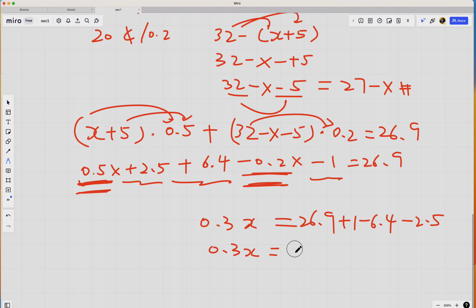Minus 6.4, minus 2.5, that's 19. Okay, good. So x is equal to 19 divided by 0.3. 19 divided by 0.3 is 63.3333. Funny thing. Let me double check.